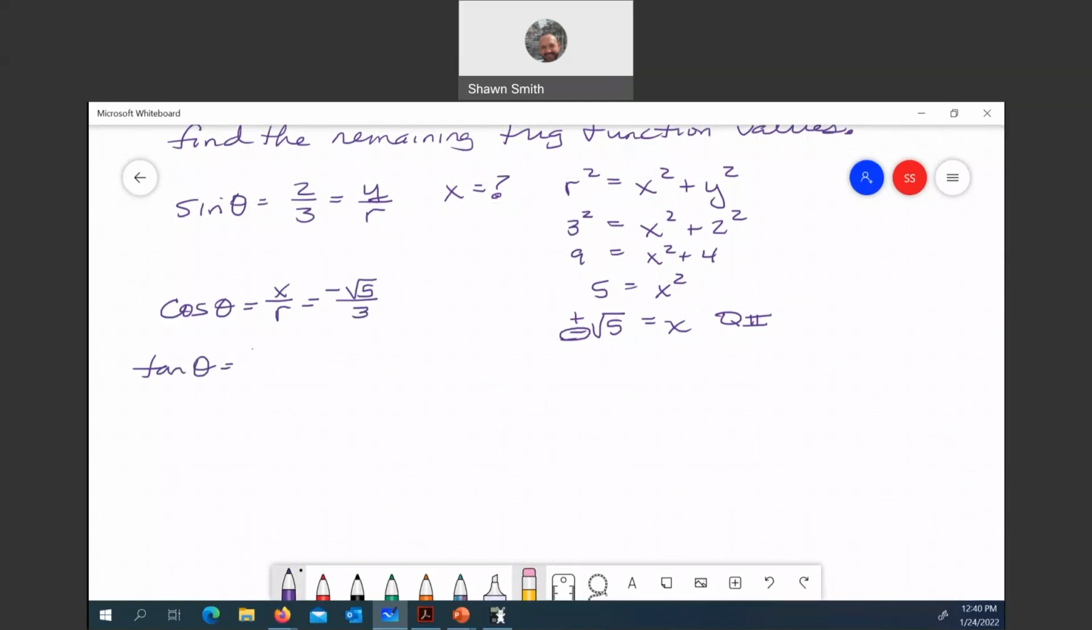Tangent is y over x. And again, like I said, this may or may not be your first time seeing the relationships of x, y's, and r's, but you're going to get the hang of it so much by doing this. Okay? You're going to just know it, memorize it really quickly. So y in this case was a 2, x is a negative square root of 5. Let's rationalize it. That's going to be a negative 2 square roots of 5 all over 5.